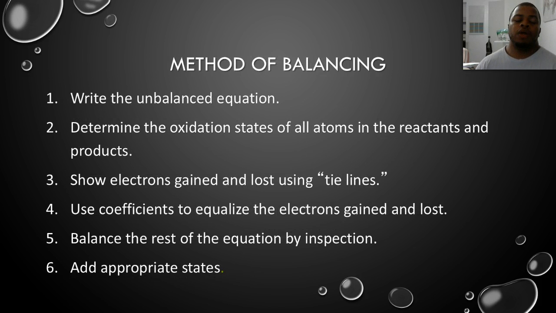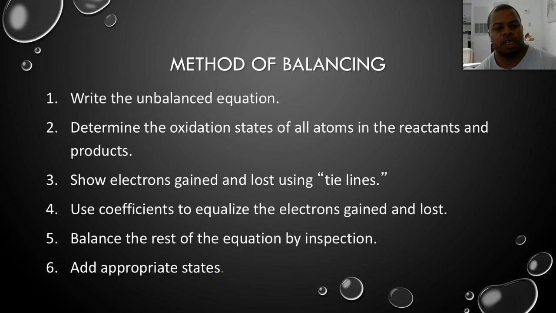Now, when we work on balancing, the only method that we're going to worry about at this time is we're going to deal with the actual change in oxidation state. So the first thing we have to do is write the unbalanced equation. Once we've done this, we determine the oxidation states for each of the atoms in the reactants and the products, so we can see which ones have gained, which ones have lost.